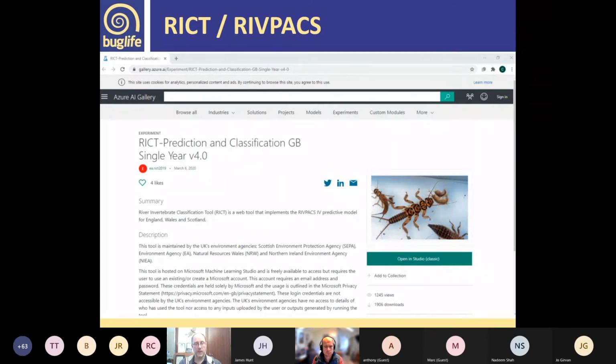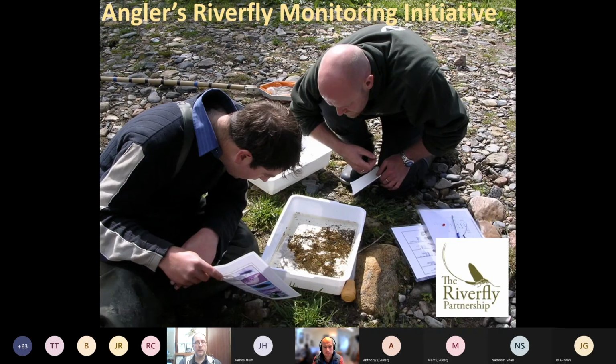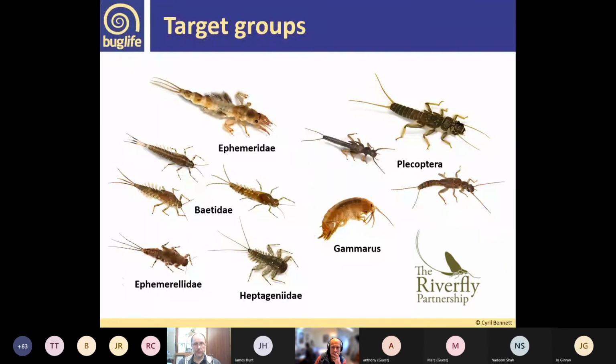So what we're actually aiming for with these scores and with our water quality. What I'd like to do to finish off is just to focus in on the Anglers Riverfly Monitoring Initiative and the ARMI score, which was developed by the Riverfly Partnership to provide a really quick way for anglers and other fishery interests to monitor invertebrates in the rivers.